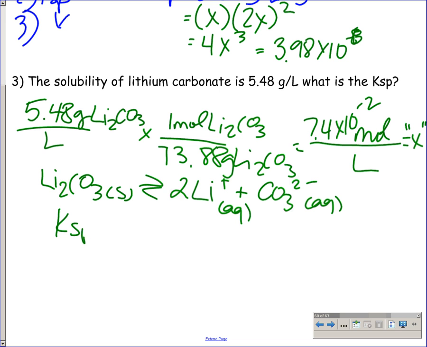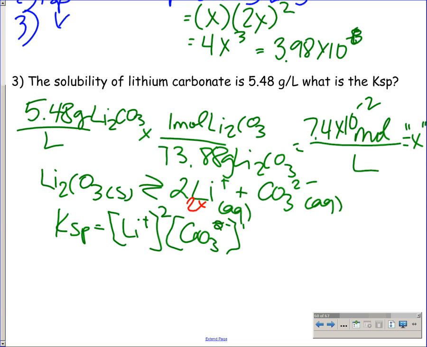All right, so Ksp equals what? Give me the expression. Lithium squared times CO3. Okay, so all you're going to do is back up to your equilibrium reaction. How many X's is this one? 2X. How many is this one? 1X. So plug those values in here.